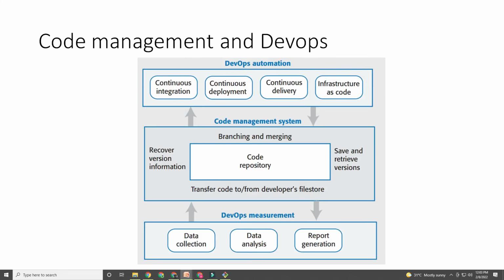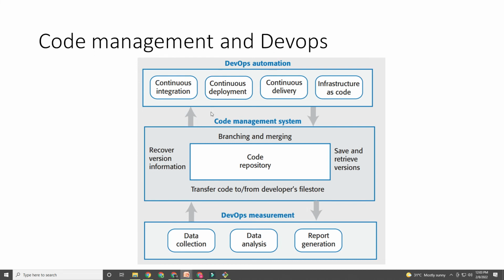So this is code management and DevOps. This code management system, let's say Git, will do all the versioning details: retrieving the previous versions, transferring the code from the developers, and branching and merging, all of which we have done. This code management system will communicate with the DevOps automation, consisting of continuous integration, continuous deployment, and continuous delivery. You may be asking what these things are; we'll see in the next slide, don't worry.